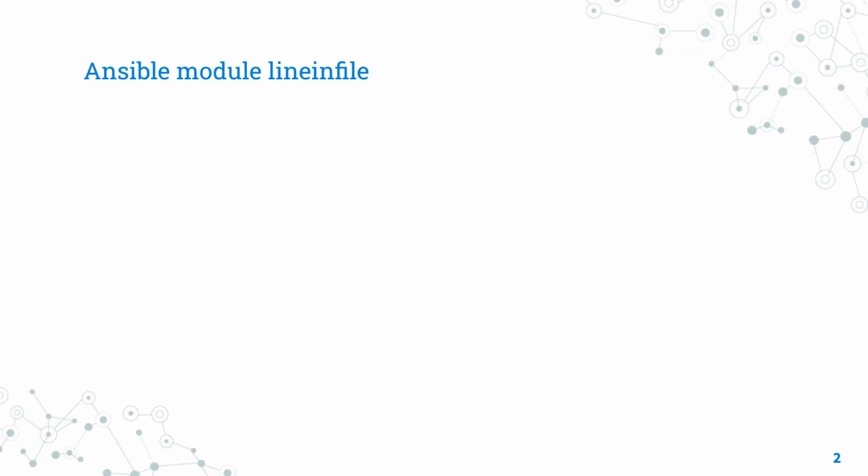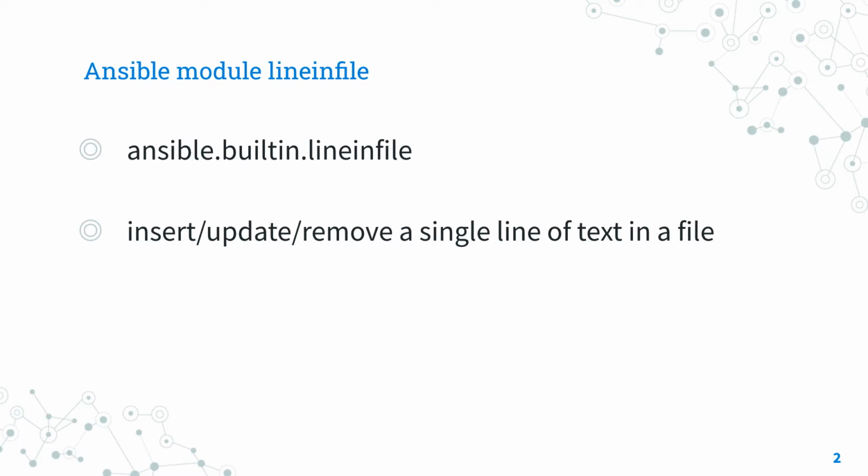Today we are talking about the Ansible module lineinfile. The full name is ansible.builtin.lineinfile, which means that it is part of a collection or module built in with Ansible and shipped with it. It's a pretty stable module, out for years, and it supports a large variety of operating systems.